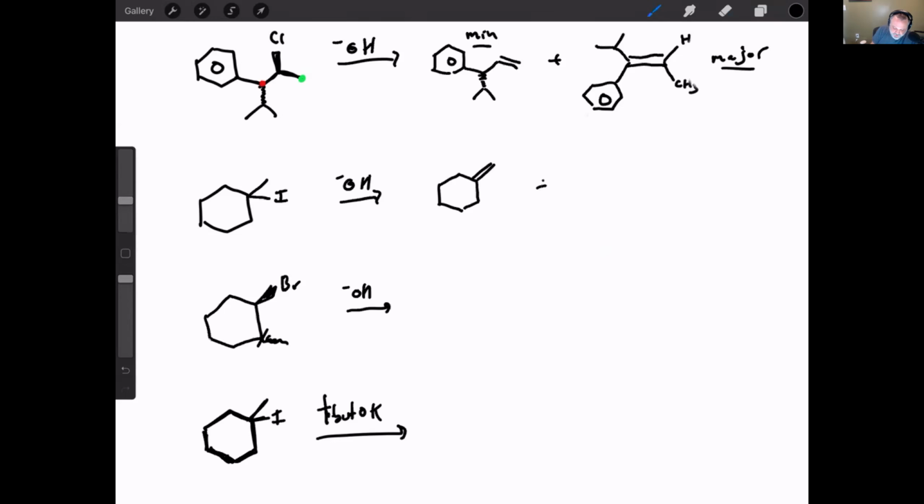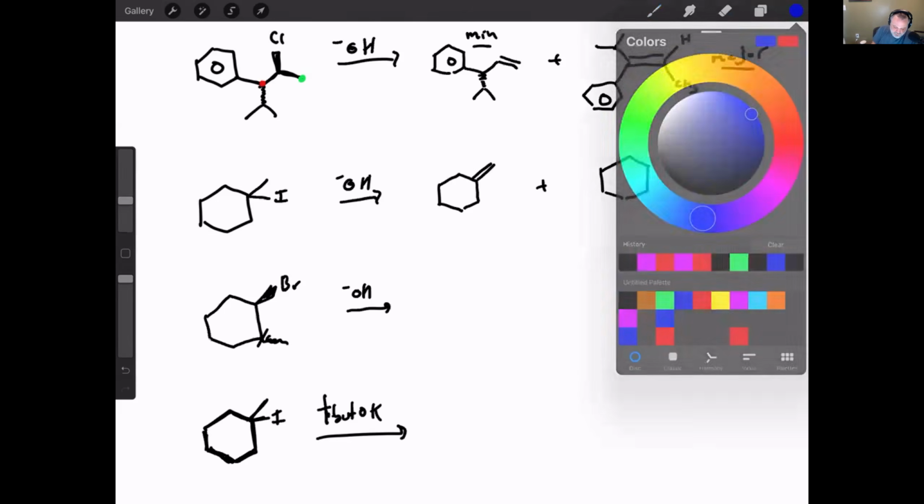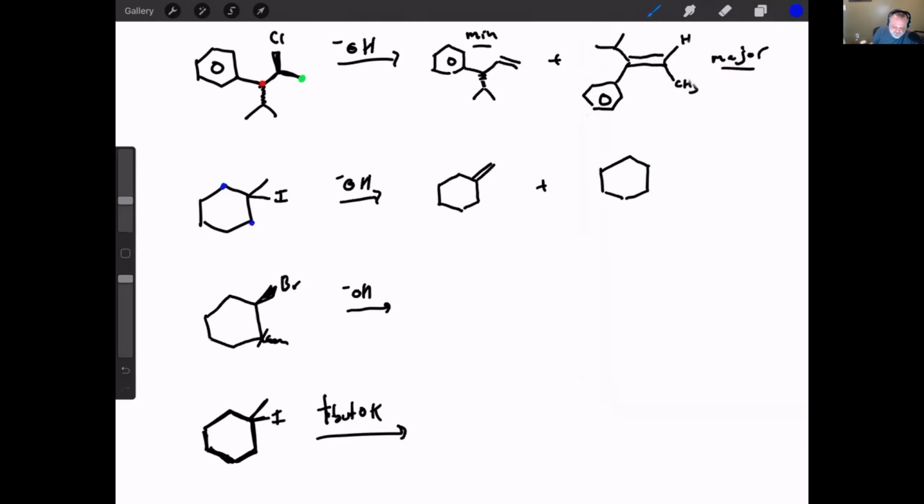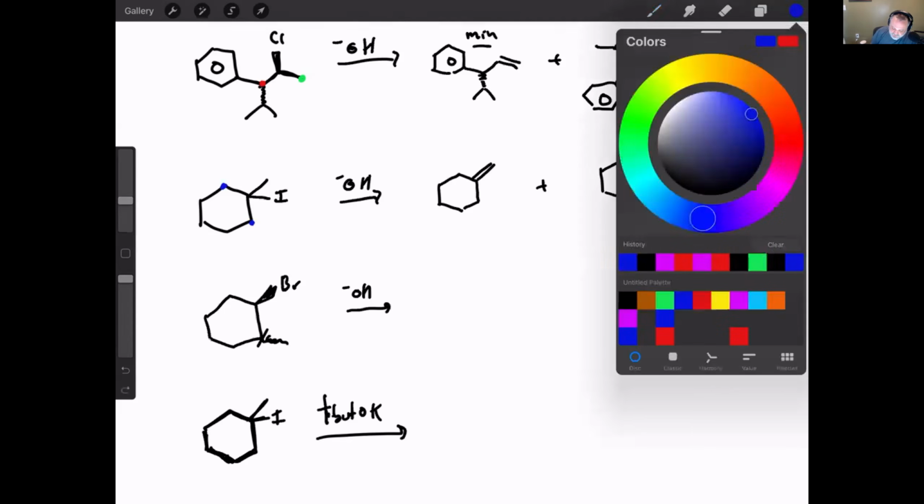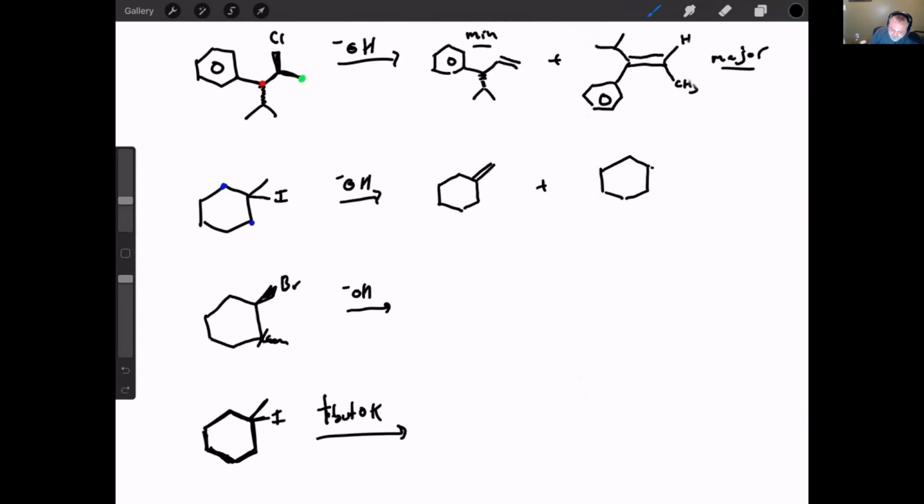The major product will be the more substituted alkene. I want to think about either this position or this position because they're both beta hydrogens. But because this is a symmetrical molecule, there's only one possibility. The double bond in either location leads to the same molecule, so I only have to write down one answer, and that's the major product there.